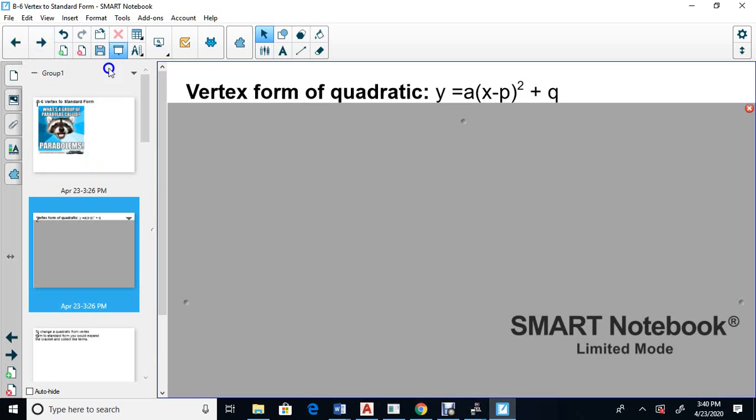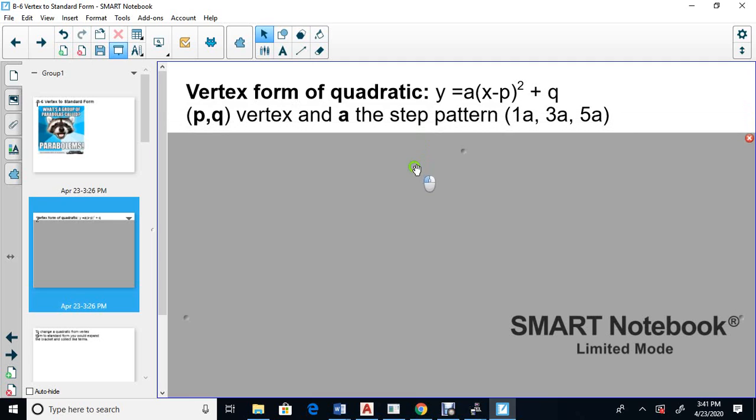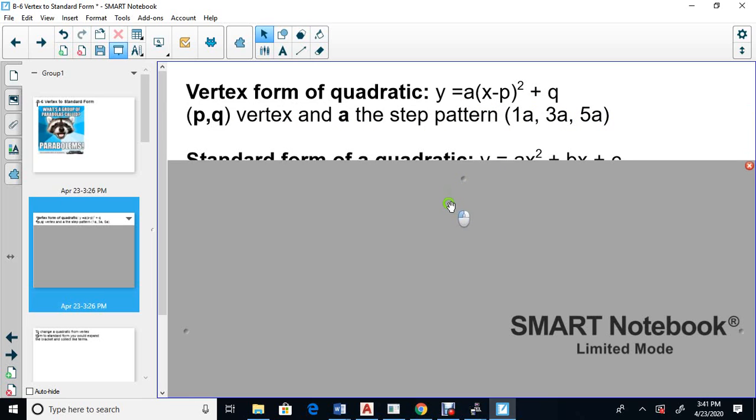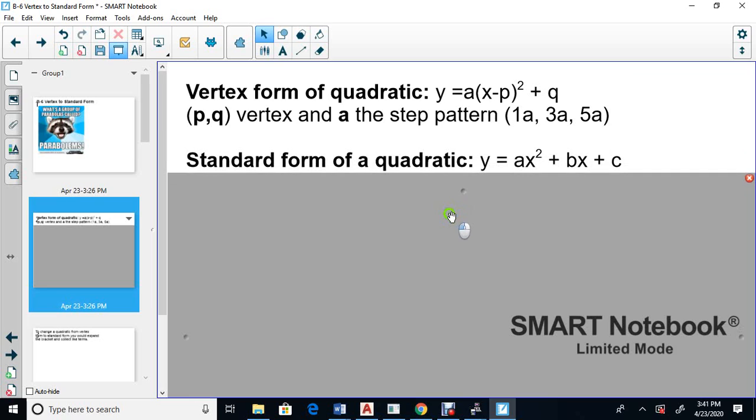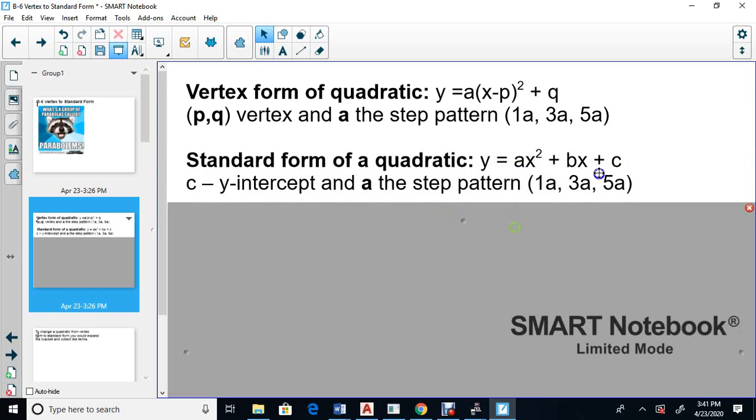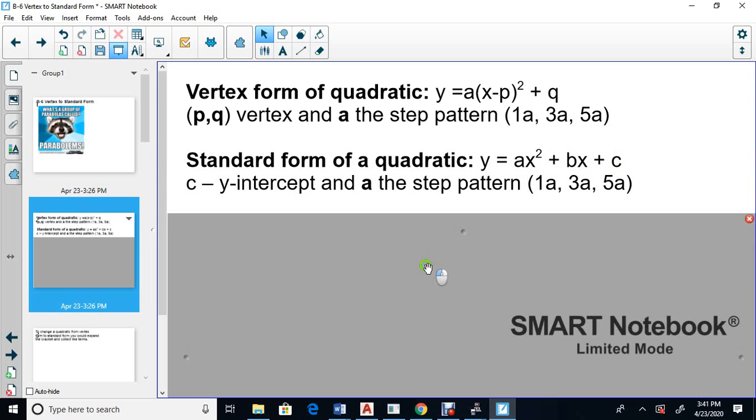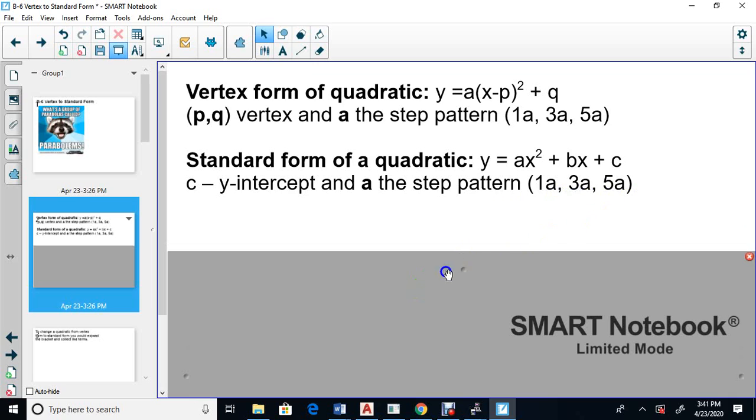Okay, let's look at vertex form. Vertex form of a quadratic or of a parabola. P and Q here are the vertex, and A is the step pattern, 1A, 3A, 5A to graph. So this is excellent for graphing form. Now, standard form doesn't look like that. It looks like y equals ax squared plus bx plus c. C at the end is the y-intercept, and the step pattern is 1A, 3A, and 5A.